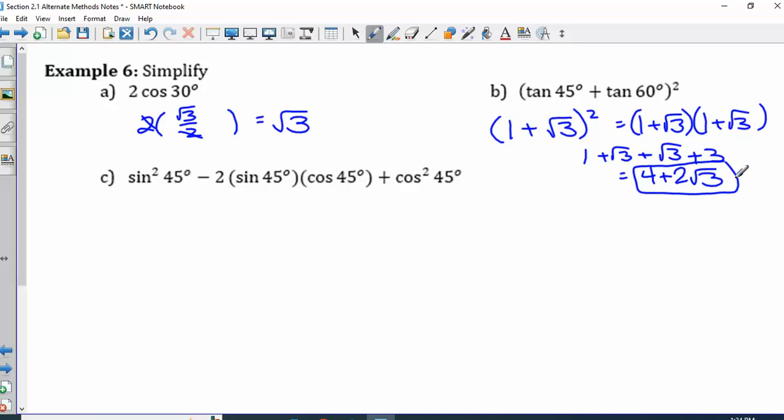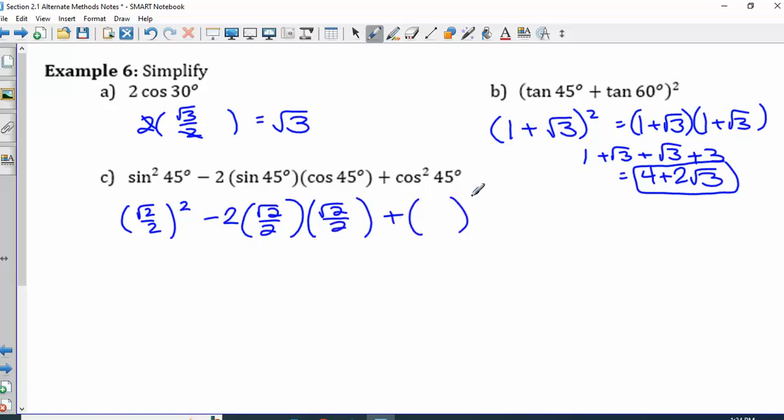C. Sine squared 45 degrees means take the sine of 45 degrees and square that answer. So what is the sine of 45? Minus 2 times the sine of 45, square root of 2 over 2. Cosine of 45 is also square root of 2 over 2, plus the cosine of 45 squared, so radical 2 over 2 squared.